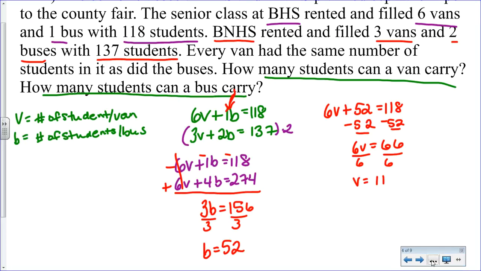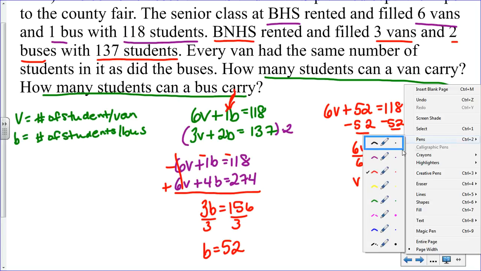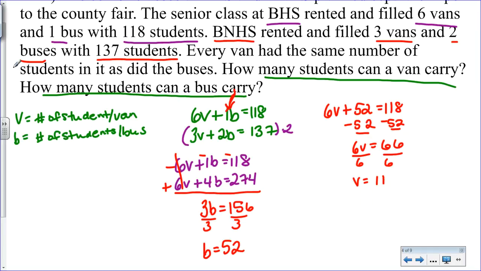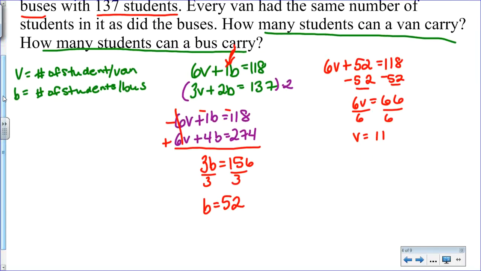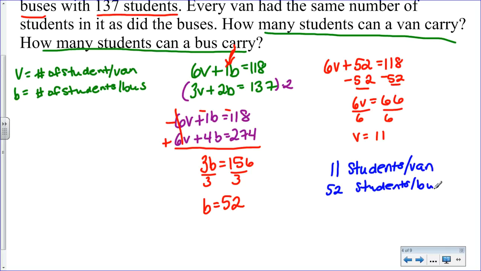Now, when we're solving application problems, we aren't going to write our answers as ordered pairs. We kind of need to label and summarize our answers. So we are going to have 11 students per van, and 52 students per bus. Okay, so this is our answer here.